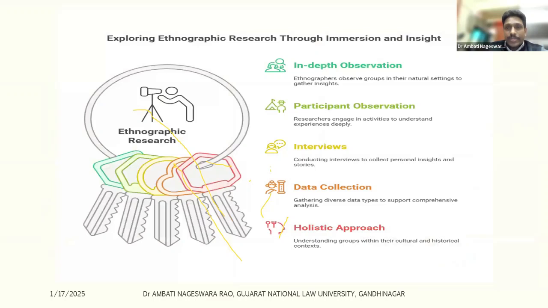When it comes to data collection methods, in-depth observation is required. As I mentioned again, we have participant observation and non-participant observation. It means, as a researcher, you are going to participate. You are going to disclose what you are, as a researcher, and you are also going to take part in their activities. In non-participant observation, you're going to observe from the field somewhere, and based on your understanding, you're going to come up with findings. Interviews, data collection.